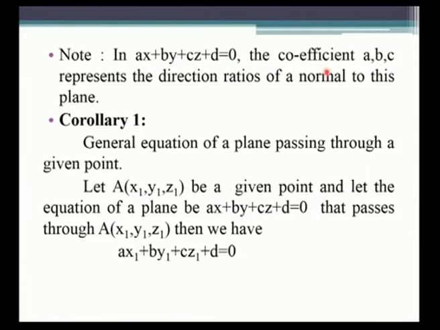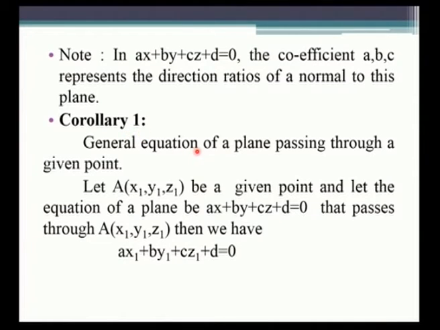So, the equation ax plus by plus cz plus d is equal to 0 represents a plane in general form. In the equation of that plane, you can note that the coefficients a, b, c represent the direction ratios of a normal to this plane. You know, a normal means a perpendicular line drawn to that plane. Then from this equation of a plane, the following corollaries can be learnt.